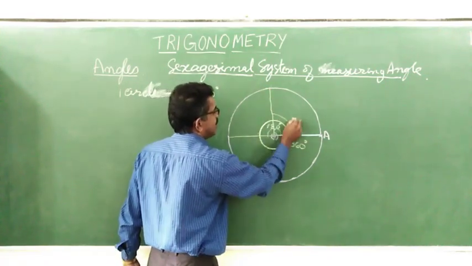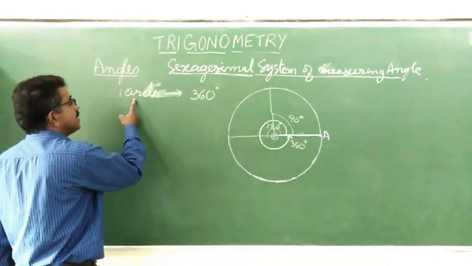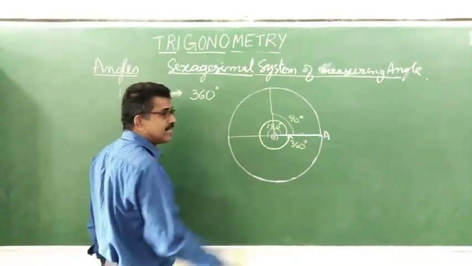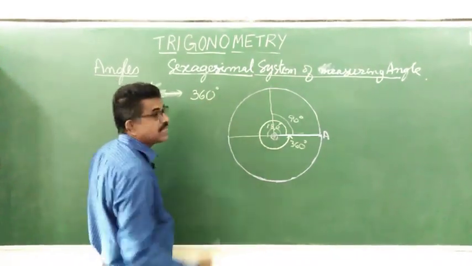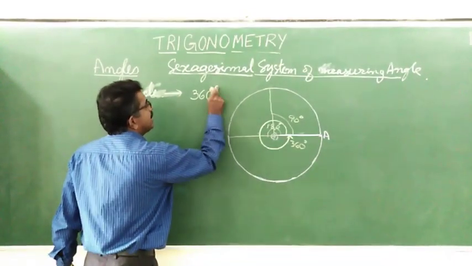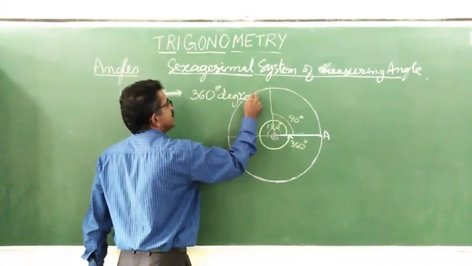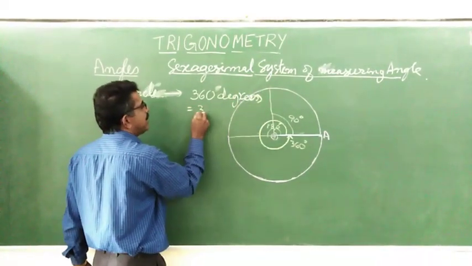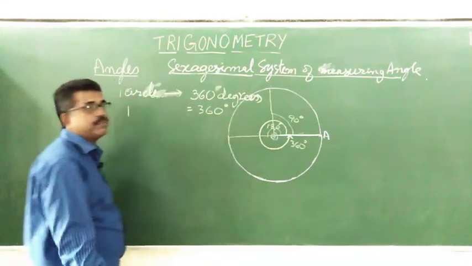Correct? Now, what is this angle? It is 90 degrees. The whole circle is divided into what? 360 degrees. That is in the sexagesimal system. And for degree, I just denote it by 360 degrees. This is the notation of degree.